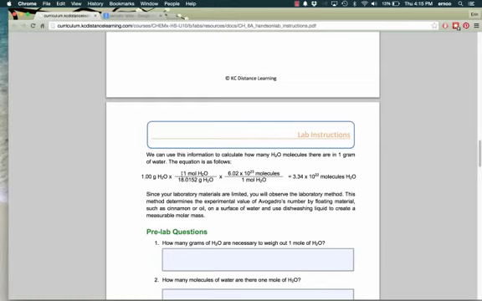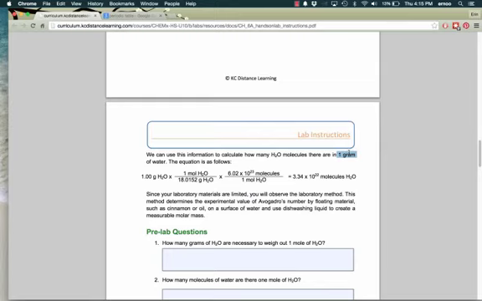I'm yawning. Okay, so this practice problem right here. When we are given a problem, they give us one amount. So we start with 1 gram. We can use this information to calculate how many H2O molecules there are in 1 gram of water. Well, holy cow, that's a big problem. I'm intimidated by this. What do we do?